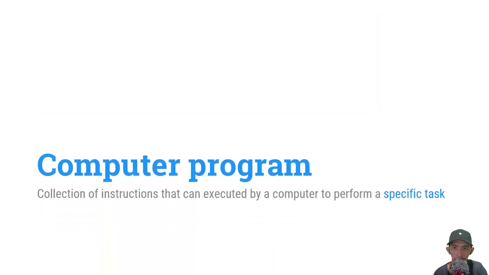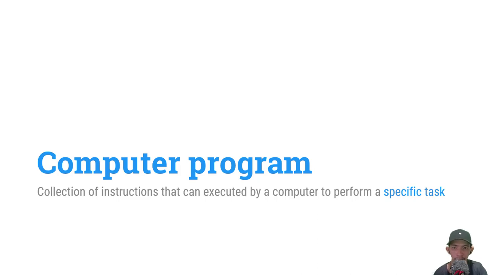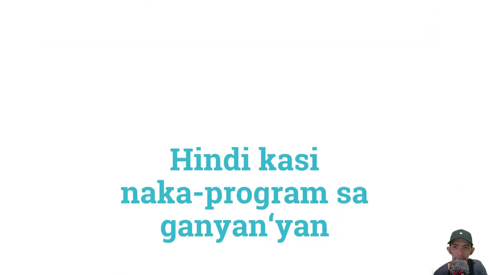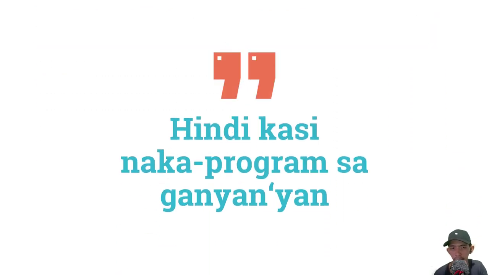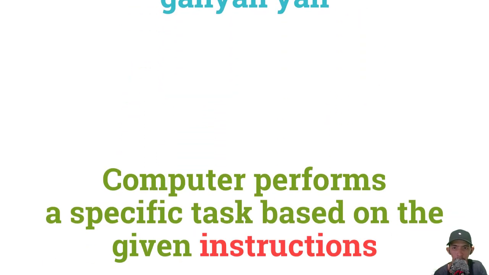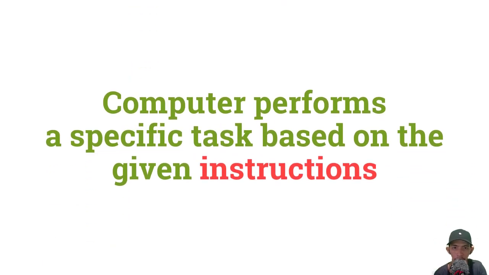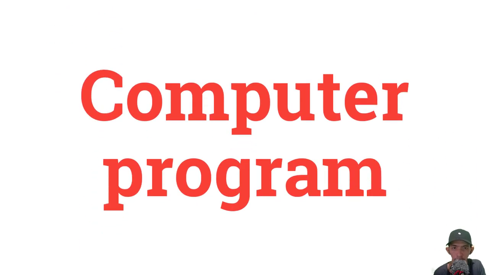A computer program, on the other hand, is a collection of instructions that can be executed by a computer to perform a specific task. That is why sometimes there are scenarios where Control-Z or undo works in MS Word, but in this other application, it doesn't. Then they say, it's because it was not programmed that way. Well, that's true because, as I said, a computer performs a specific task based on the instructions you gave it. So it does not mean that if undo works in this software, it will also work in other equivalent software. It is based on the given instructions, and those instructions are called a computer program.